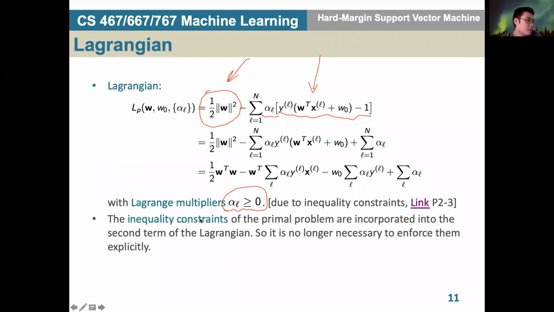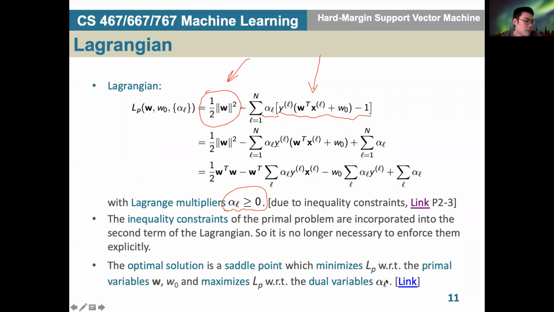The inequality constraints are incorporated into the second term, right? So this is the second term, and it's no longer necessary to enforce them explicitly. But the Lagrange multiplier, we do have to enforce this thing, okay?